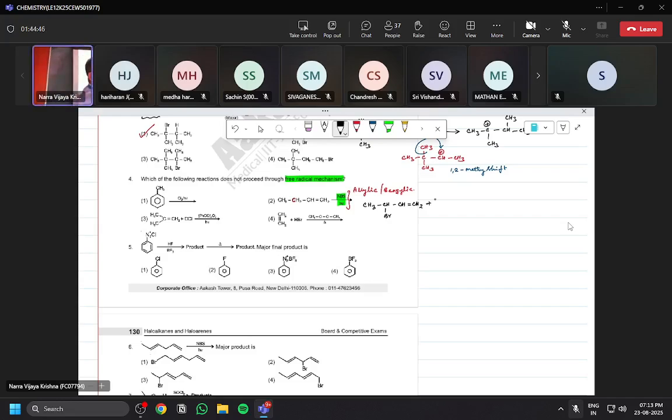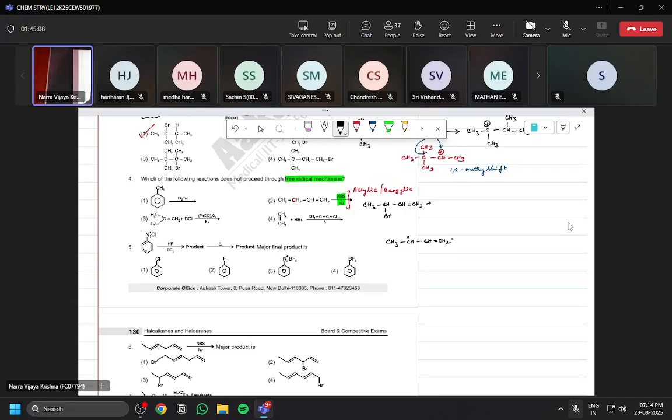First you will get a radical here. Then this pi bond can shift to form another radical here. Are you able to understand? First you will get CH3, CH radical, CH double bond CH2. Is it possible or not? N-bromosuccinimide, man, radical mechanism. Correct? After getting this radical, can I shift this pi bond?